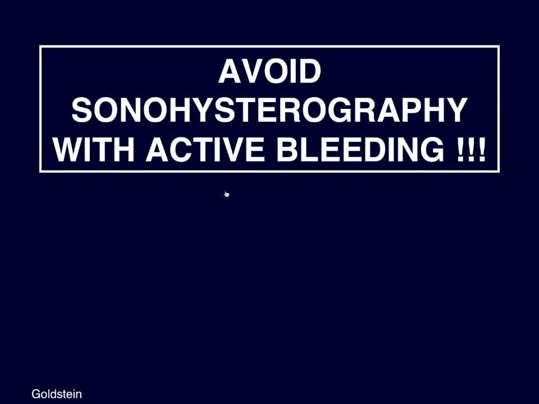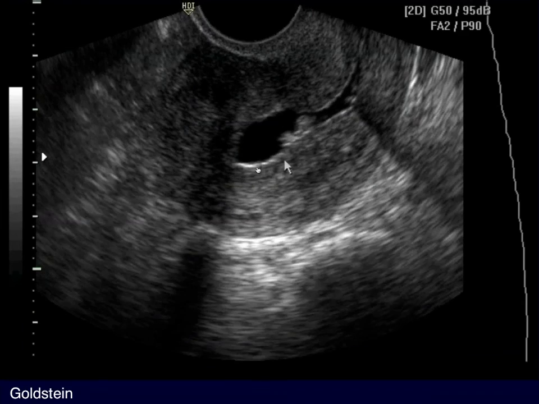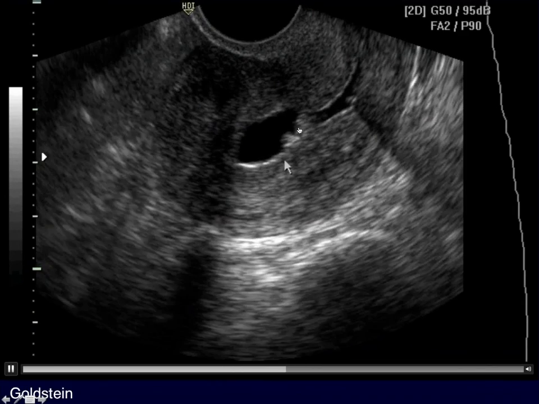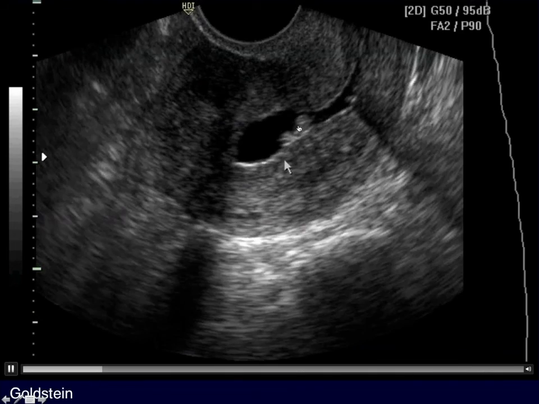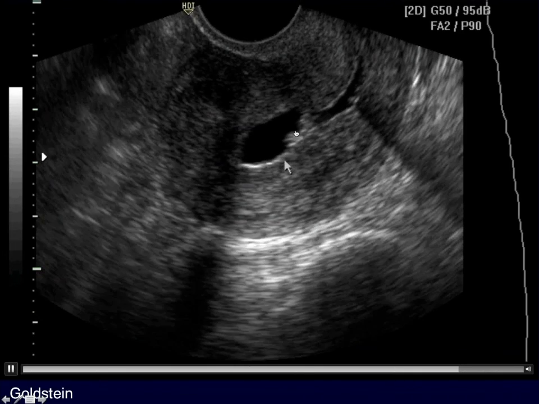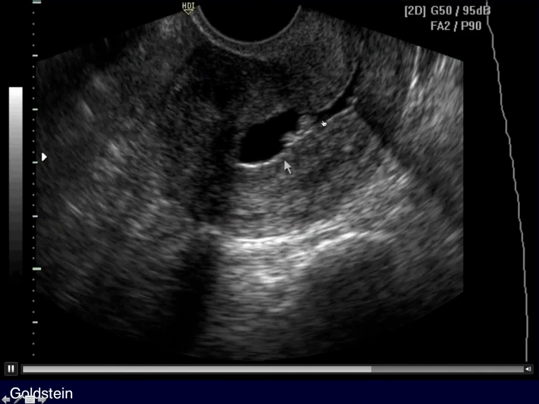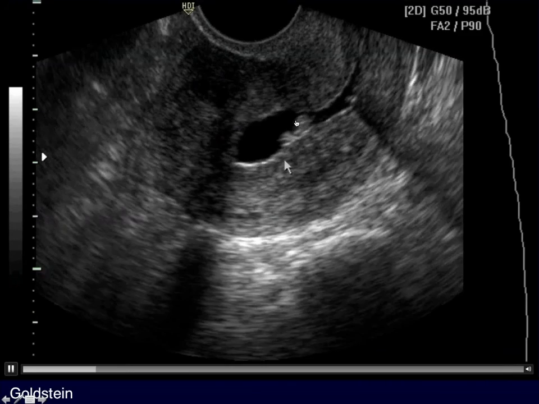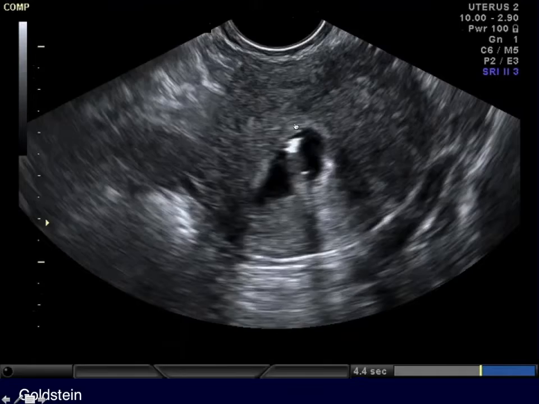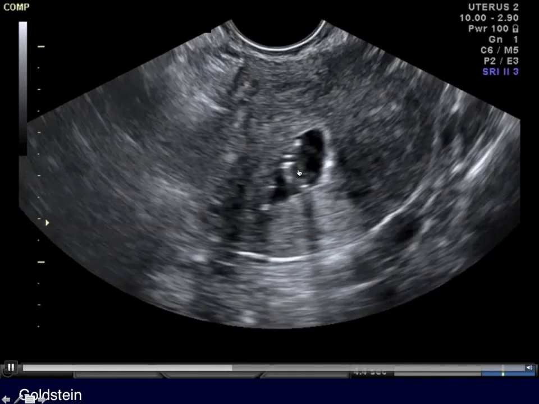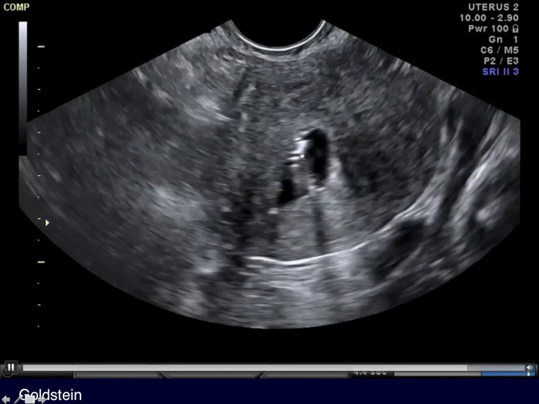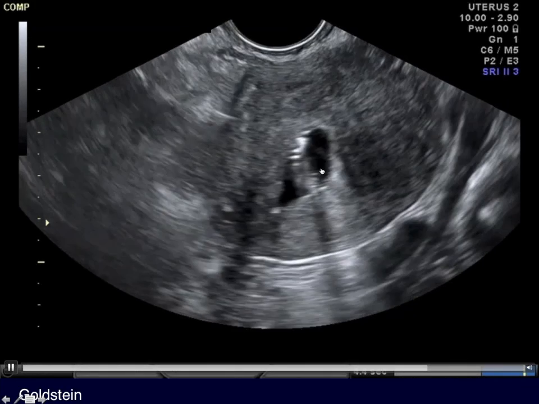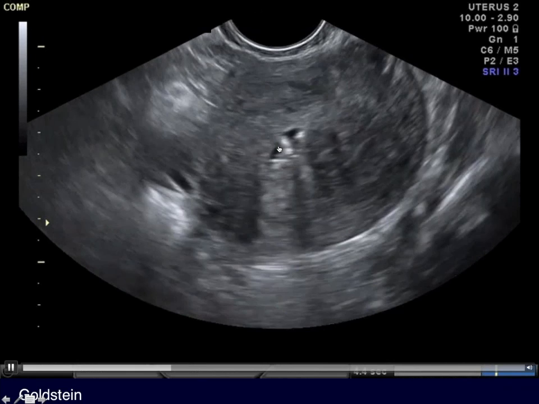You want to avoid sonohysterography with active bleeding. This is a little polyp. I'm sorry, not a polyp. This is a little blood clot, which would be mistaken for a polyp. Look how thin the endometrial lining is on the sonohysterogram. And here's just a piece of tissue that hasn't really worked its way out yet. Or another example of just some debris and blood or clot, which is not totally gone yet. You see the endometrium surrounding the fluid is in fact nice and thin.